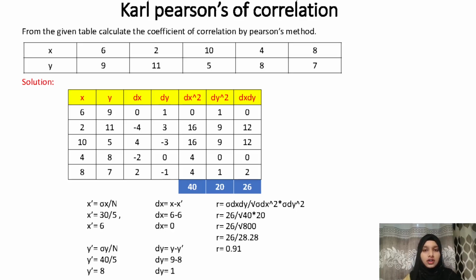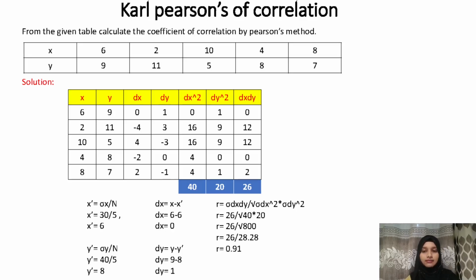Now we can move to our data. Here are two variables, x and y. X shows the given data 6, 2, 10, 4 and 8. Similarly, y shows the data 9, 11, 5, 8 and 7. Now we can solve this problem. We follow the four steps. First, calculate the mean of x and y series.